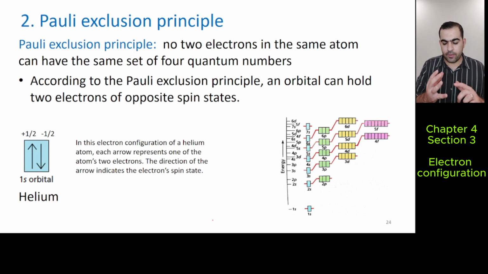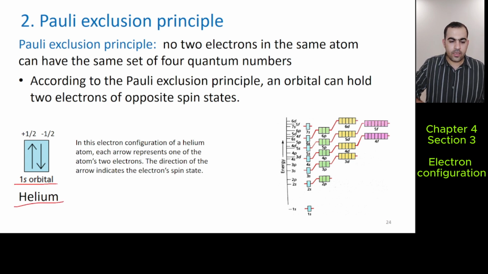Do you remember quantum numbers? We learned them in section 2. Principal quantum number, angular momentum quantum number, magnetic quantum number, and spin quantum number. So there are symbols n, l, ml, and ms, right? Please try to study section 2 to understand this principle.